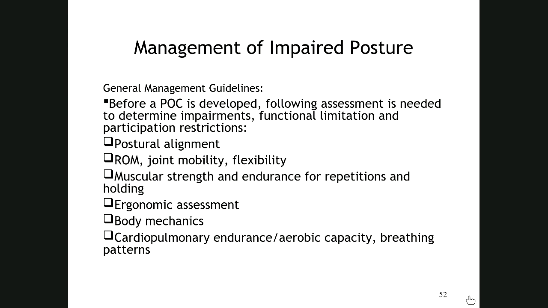We just take a look at the environment that the patient has around their job, or sometimes home if they work from home, their home office. We want to also look at body mechanics, as you see there. So the physical therapist will evaluate the patient picking something up if that's what they do at work, and check their body mechanics to make sure they're doing it properly. Also, cardiopulmonary endurance, aerobic capacity, and breathing patterns, because breathing also has an effect on faulty postures. So all of these are the things that are going to be looked at and evaluated by the physical therapist in order to come up with a plan of care.